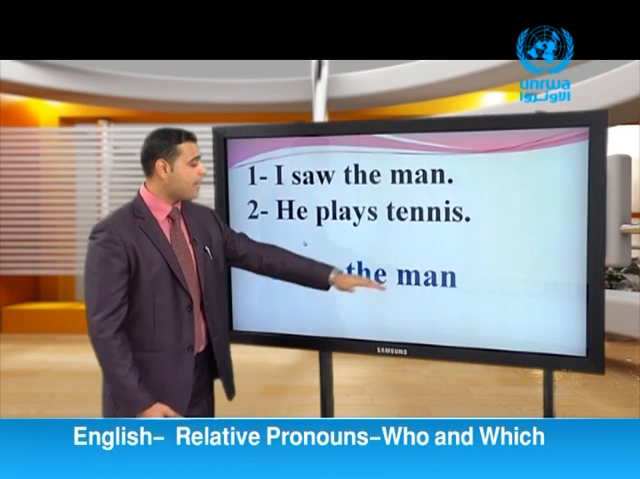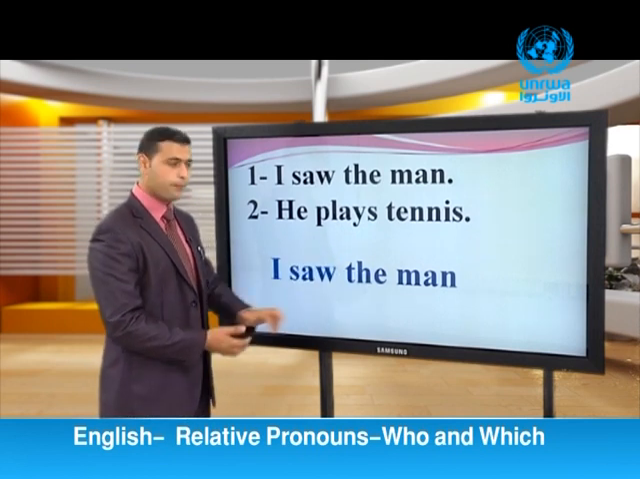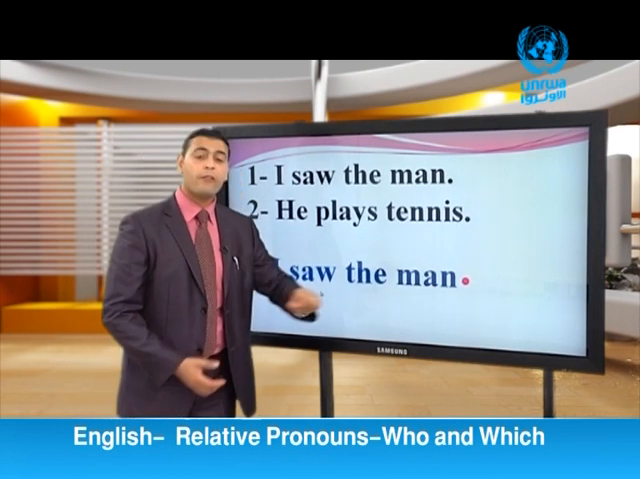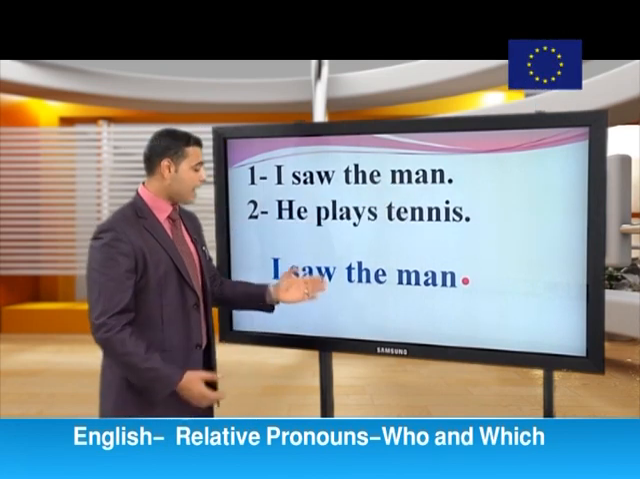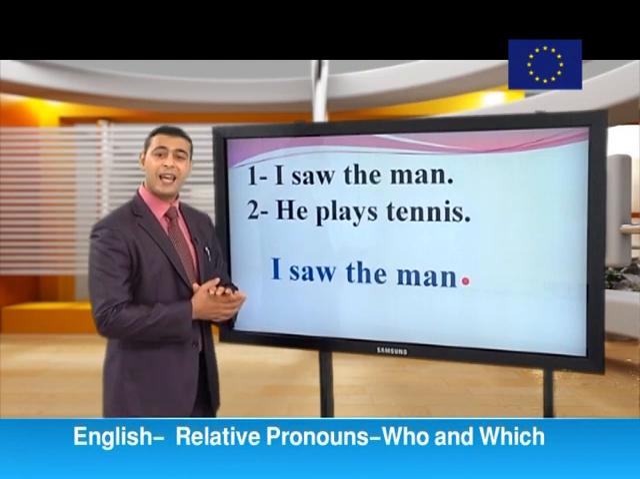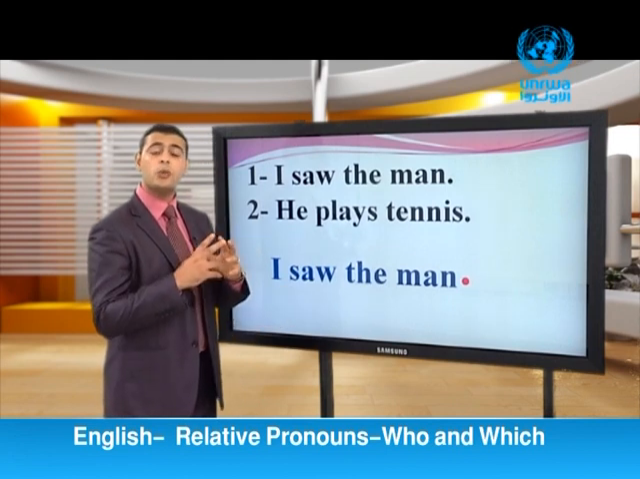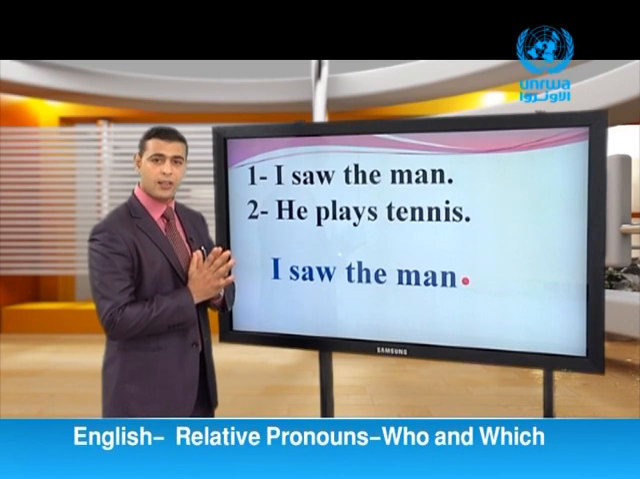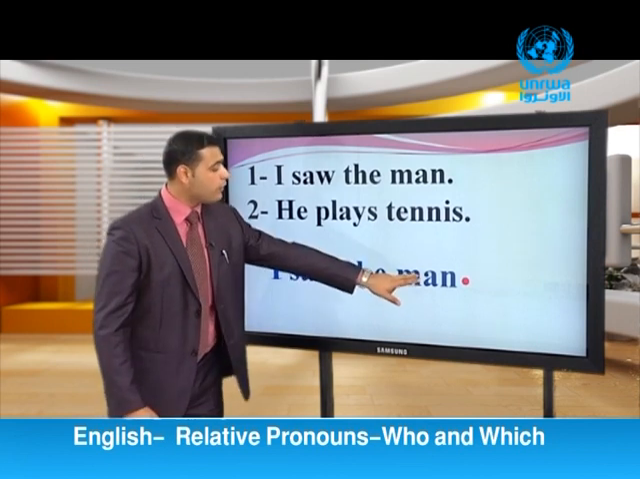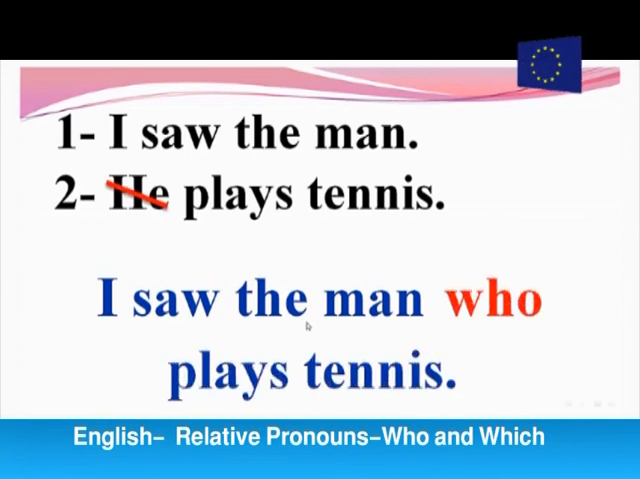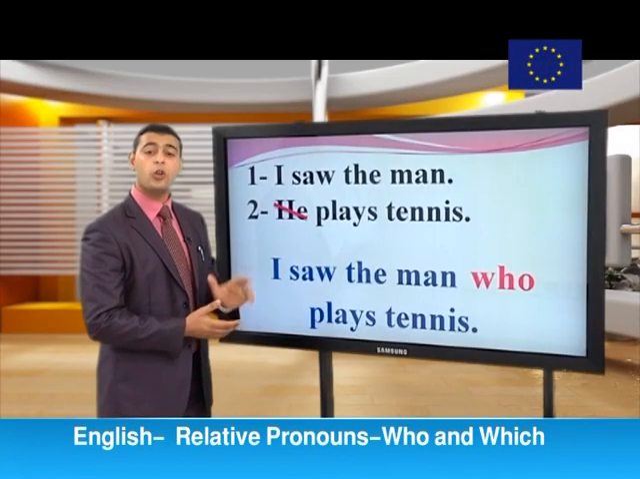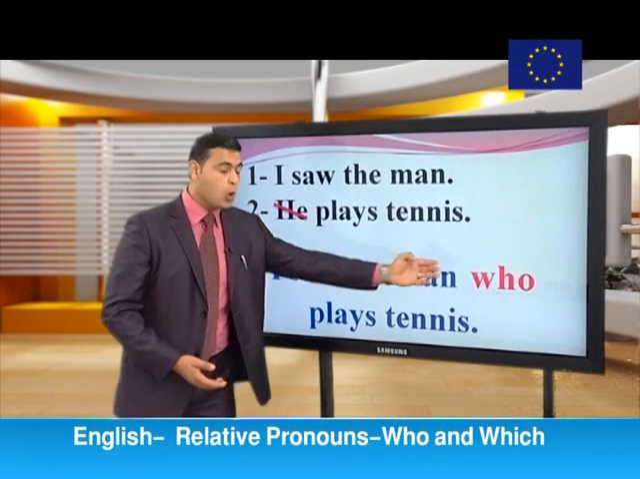Let's look at the sentence. I saw the man. Here at the end of the first sentence we have a full stop. But here our target is to join these two sentences into one sentence, so the full stop at the end of the first sentence is to be omitted. We are going to join these two sentences by using who.